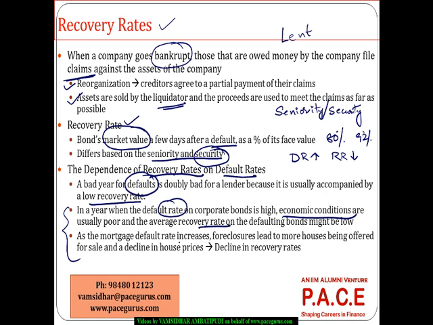Similarly, look at it from a mortgage perspective. Default rate increases. A lot of people stop paying on their loans. Once they stop paying, a lot of foreclosures are going to happen. So the bank has to sell so many assets because many of the loans are not getting paid on time. Too many foreclosures result in too many houses being offered for sale, which leads to a very heavy decline in housing prices. This results in a big drop in prices, which means the recovery rates are falling drastically. So what we could see is a good relationship between the recovery rates and the default probabilities.